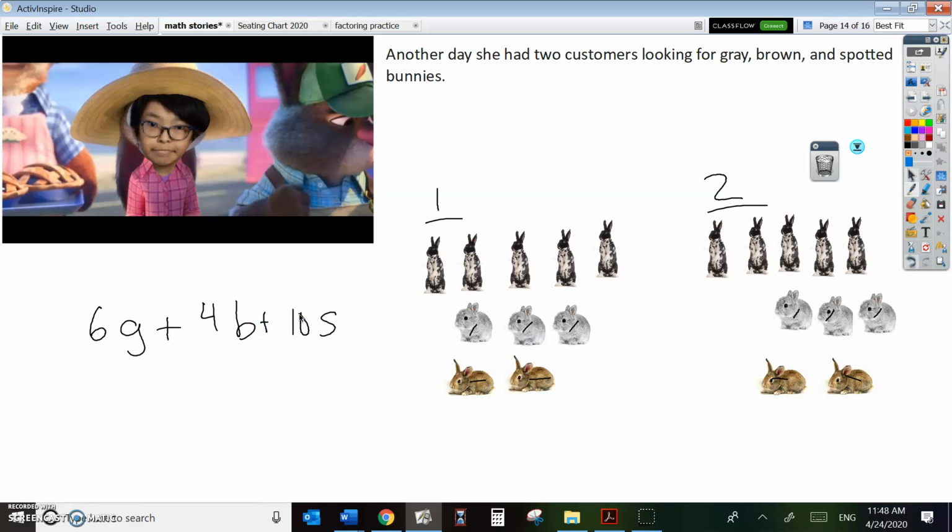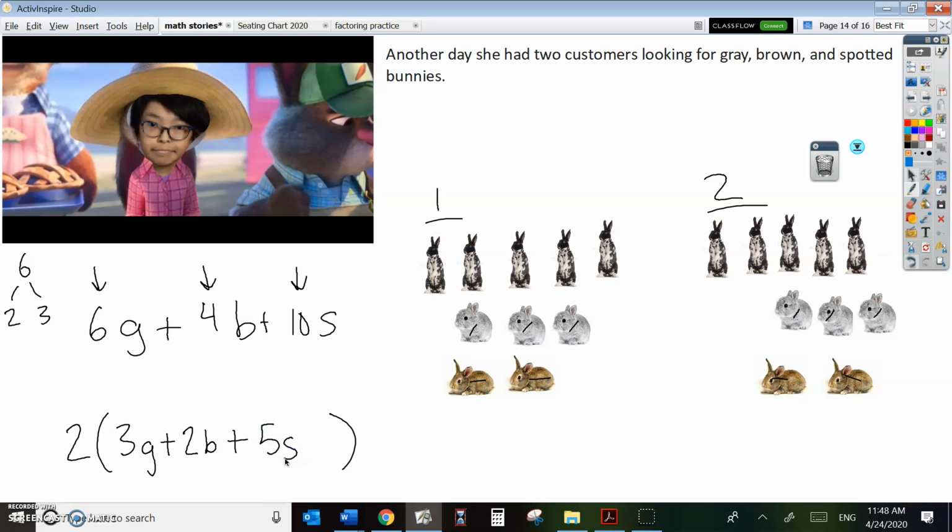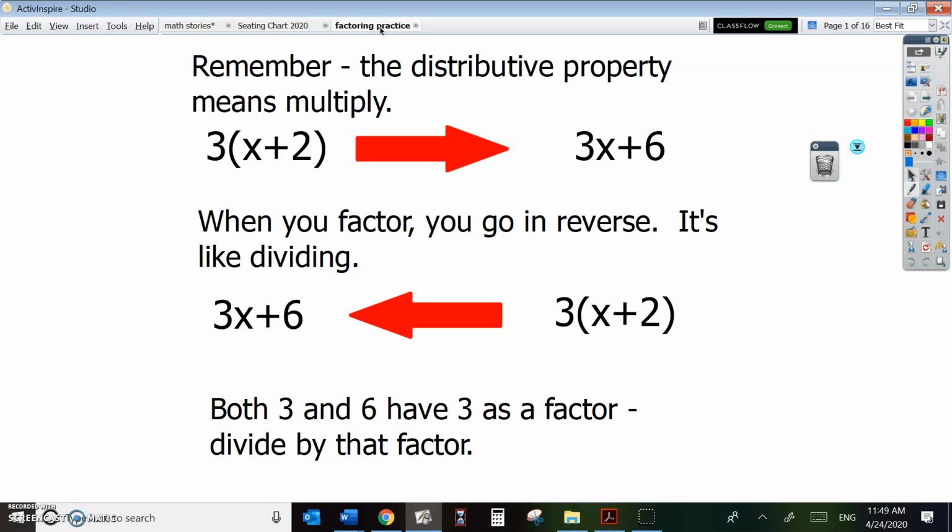So what she did was saw that 6, 4, and 10 were all even numbers. She knew that she could do 2 customers, and she could divide the number of bunnies evenly. So if you think about 6 as a factor, what factors? 2 is a factor, and 3 is a factor. So 6 divided by 2 is 3G, and then 4 divided by 2 is 2B, and 10 divided by 2 is 5S.